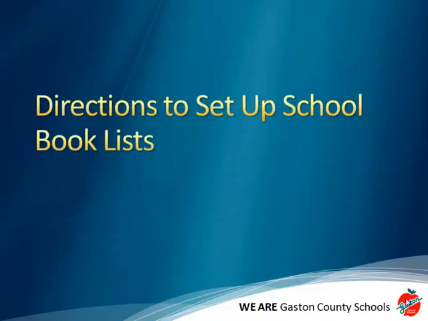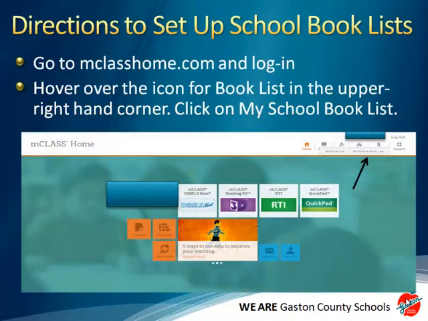The first thing we're going to do is directions on how to set up the school book list. The first thing you'll want to do is log into the website www.mclasshome.com and use your mCLASS username and password to log in. You'll come to the home screen, and you're going to look to the right side of the screen at the top and you'll see a box that says book list. If you hover over book list, it will give you two options, My Book List and My School Book List. You're going to click on the words My School Book List.